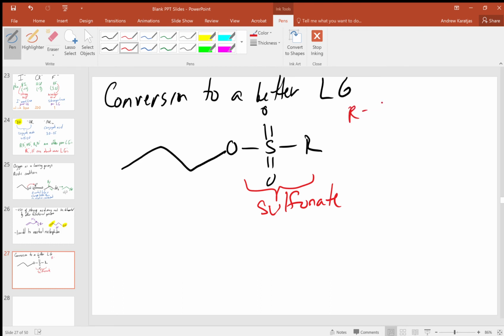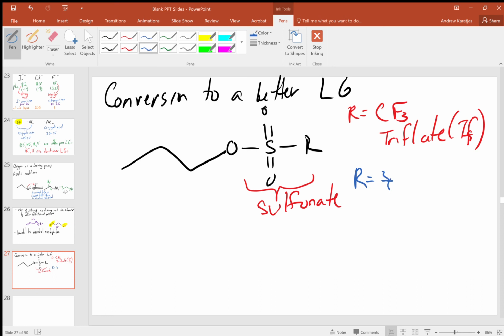Probably one of the best leaving groups out there would be to make R as CF3. And this is known as a triflate, or abbreviated Tf. R could also be an aromatic ring with a methyl group at the other end. This is another very common one known as a tosylate.